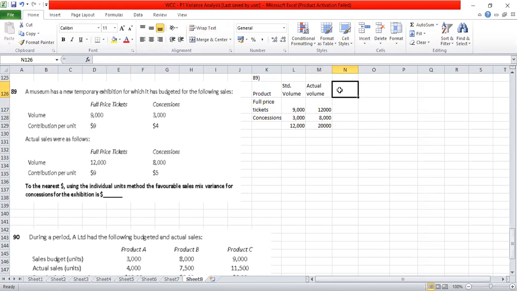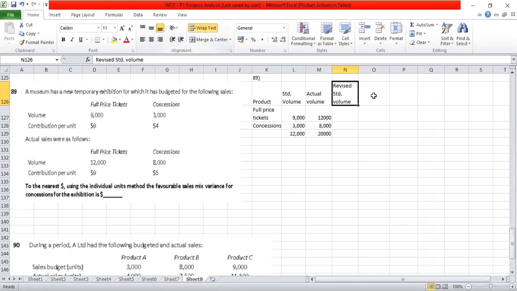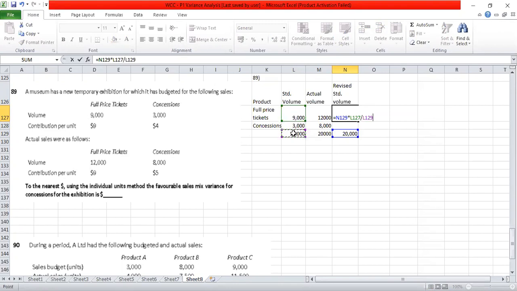So what should we do? Step number one here is we need to revise the standard volume. The criteria will be whatever is the total actual quantity, the same thing has to be taken in the ratio of 3 is to 1, because 9 and 3, 3 ones are 3, so 3 is to 1. So let's take 20,000 into 9 divided by 12. Next one, 20,000 into 3 divided by 12.